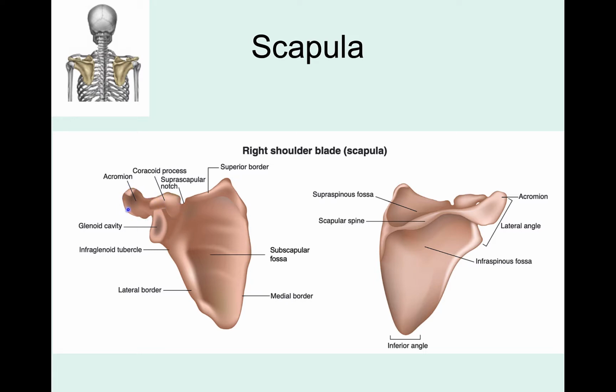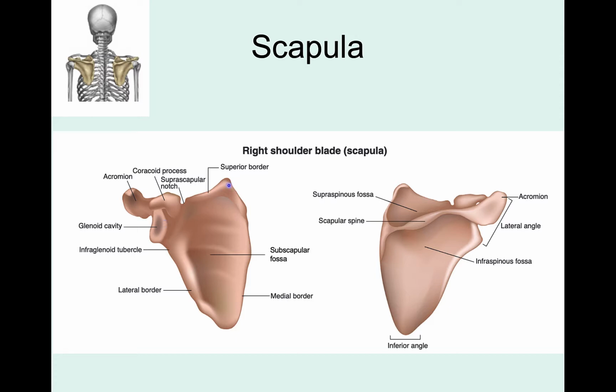Out here, more laterally, is our acromion. Below these 2 features is our glenoid cavity. This is where our humerus is going to articulate. Below the glenoid cavity is our infraglenoid tubercle, so the bump on the bone that is below the glenoid cavity. That is on our lateral border, and again, with our glenoid cavity, the glenoid cavity is going to face laterally. That way our arms can attach and be laterally.